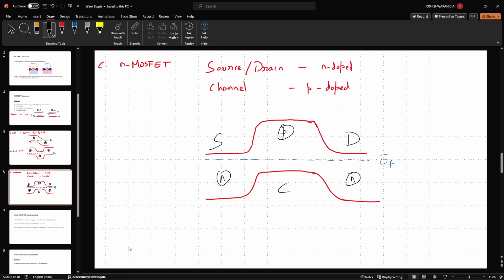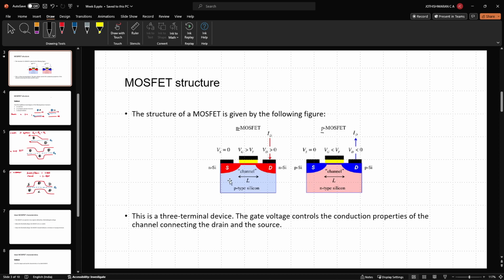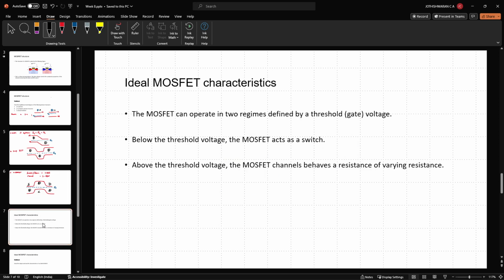Okay, so that comes to the end of question 1. Now, the second topic that we are going to look at is the ideal MOSFET characteristics. A MOSFET usually operates in two regimes, and those regimes are separated by a threshold gate voltage. The threshold voltage that we refer to as Vt is applied across the gate and the substrate. This bulk object here is referred to as the substrate.